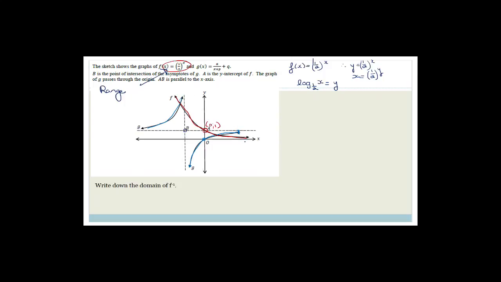Here, this red graph is my f. Do you see the range is y is an element of real numbers for y greater than 0? So obviously, the domain of the inverse is going to be x is an element of real numbers, for x greater than 0.